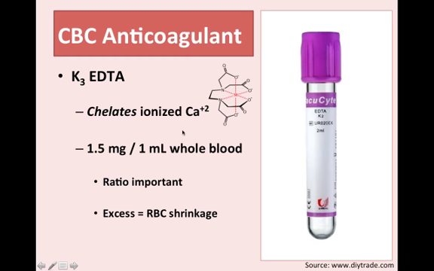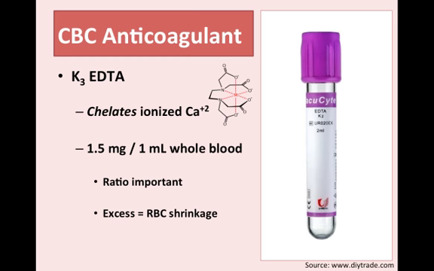Now, in a 2 ml tube, you will find 3 milligrams of this potassium EDTA because you need 1.5 milligram for every 1 milliliter of whole blood that you have. And the ratio is really important. You want to make sure you have just the right amount because if you have too much of this EDTA in your tube, you can actually cause the red blood cells to shrink, which, as you saw before, part of what we're looking at in a complete blood cell count is the size of the red cells.